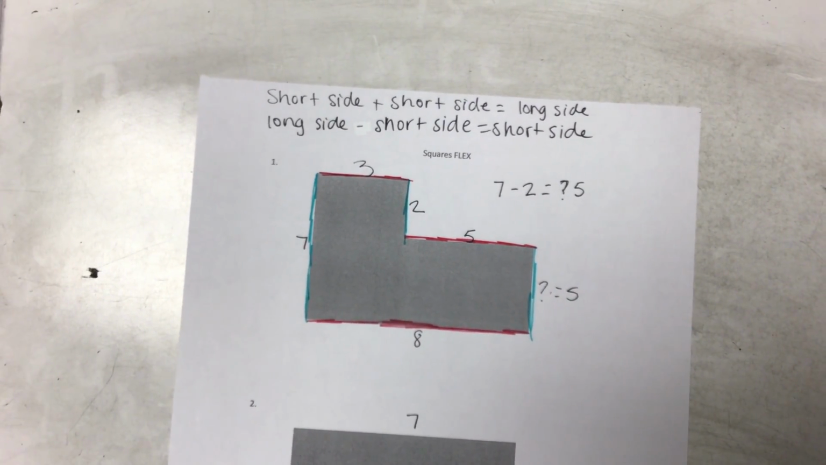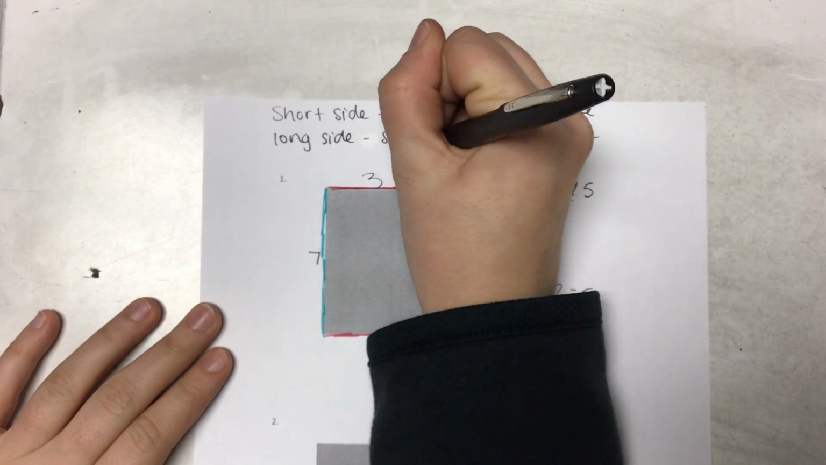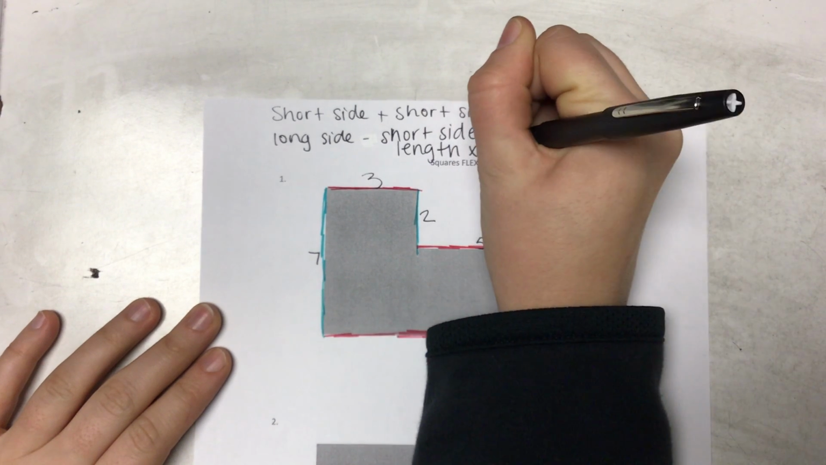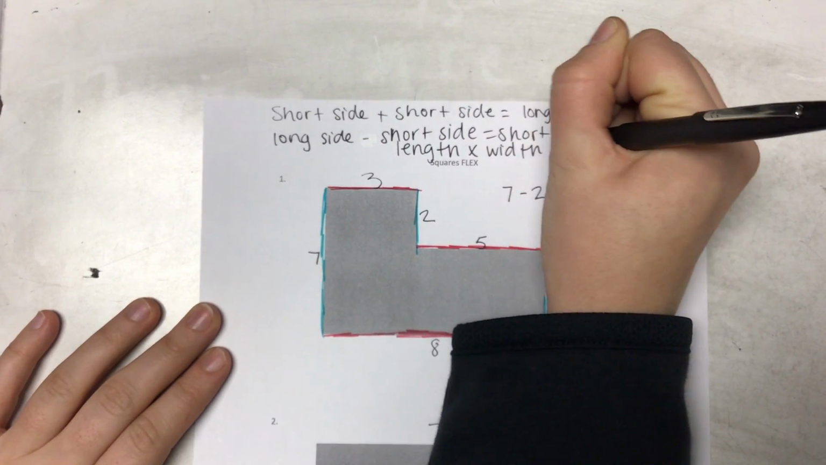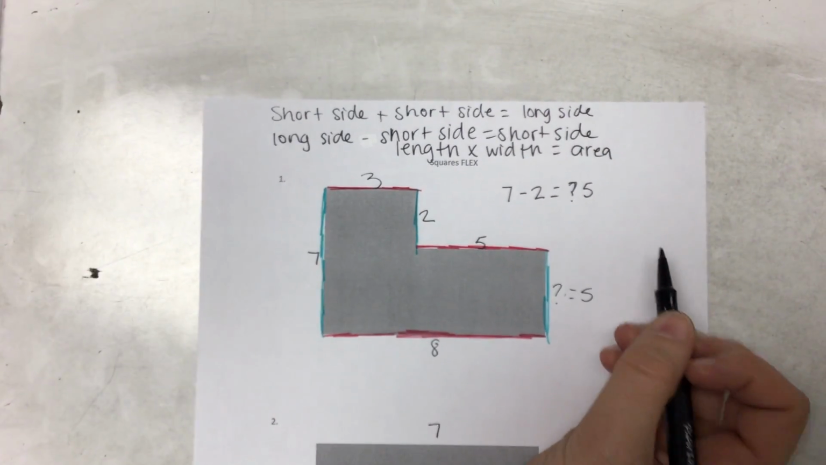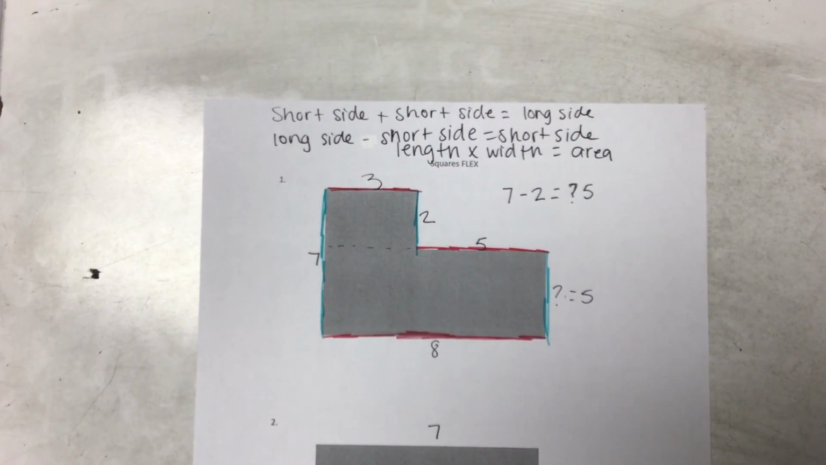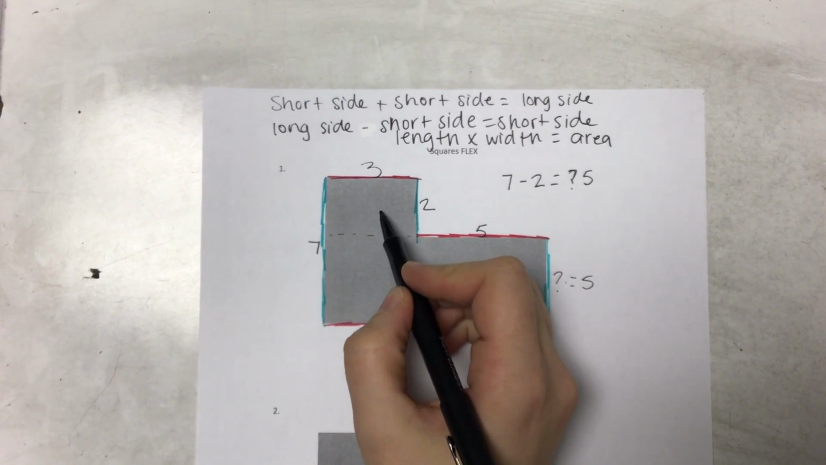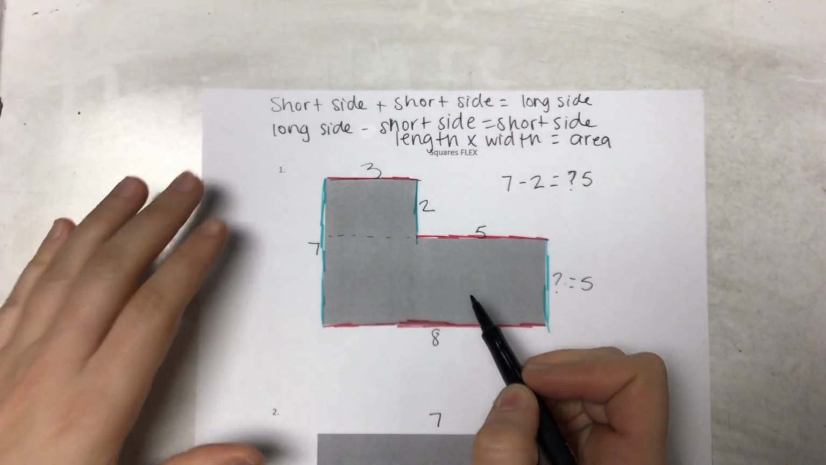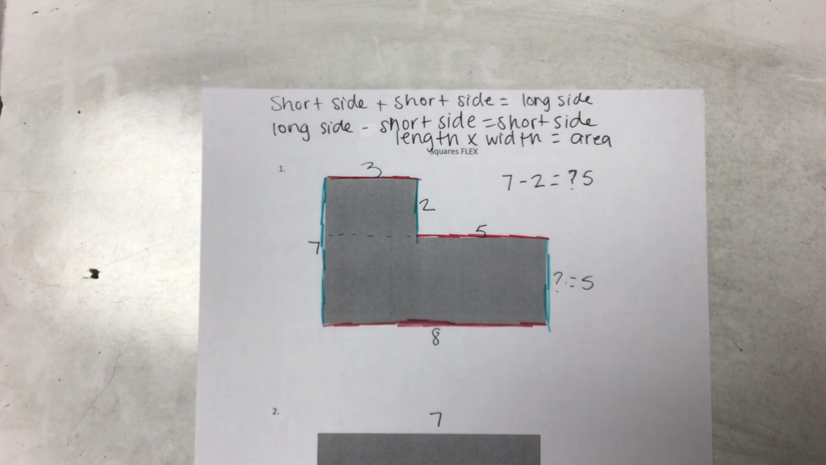Now, here's where we take the step further. A reminder, when you are finding area, it is length times width equals area. Okay, so I'm going to go ahead and cut my rectangle going this direction. Okay, so now I have a rectangle over here and a rectangle over here. So to find my area, I do my length times width, but I now have two rectangles. So let's just start with our smaller rectangles and then figure out how to get the rest of it.